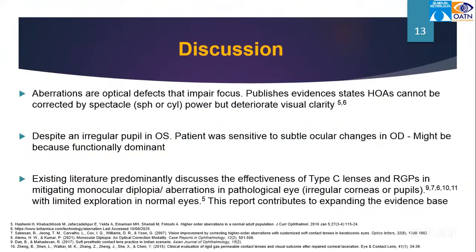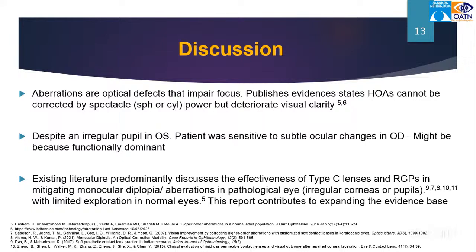aberrations refer to optical imperfection that prevent proper focus of the image to the retina. Many published evidences state that higher order aberration cannot be corrected with spectacles, but can significantly deteriorate quality of vision, which was noted in this case as well. In this current case, despite having irregular pupil in the left eye, the patient was more symptomatic for the subtle ocular changes in the right eye. This may be because the right eye may be functionally dominant with good vision, with the other eye being amblyopic.